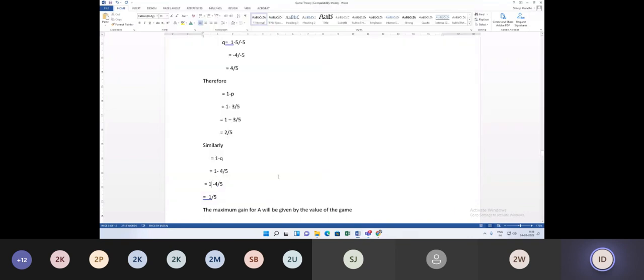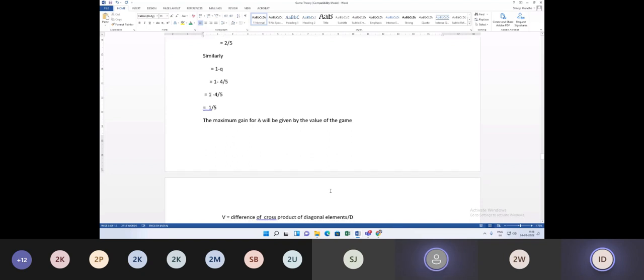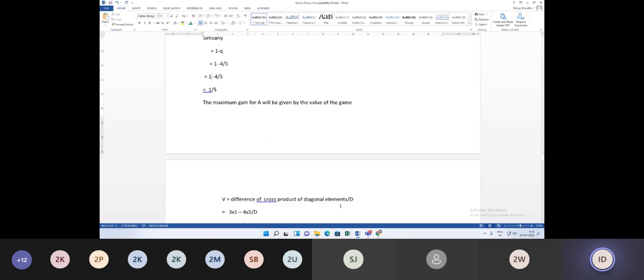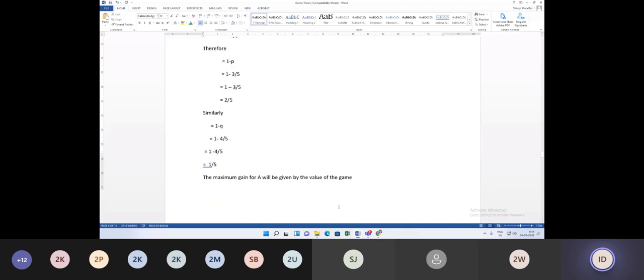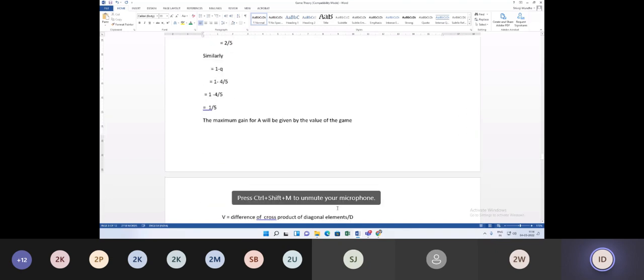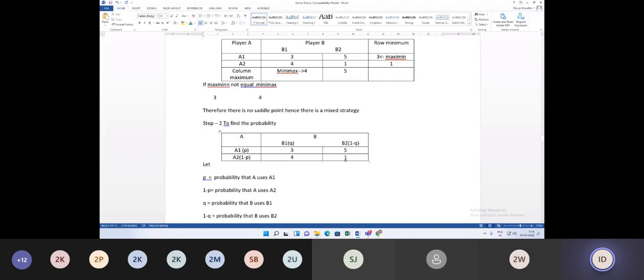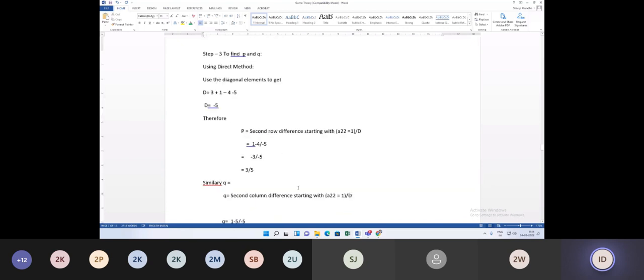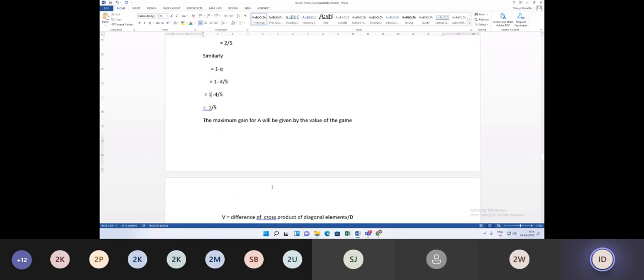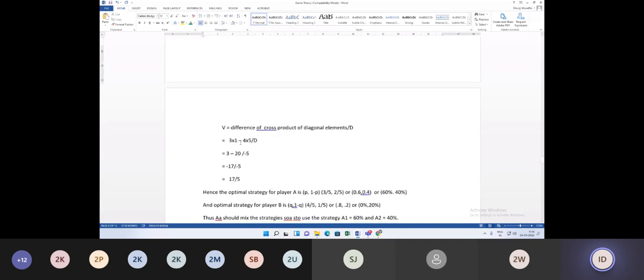Over? Yes, sir. Okay. Now the value of gain we have to work out, and the value of gain is equal to, keep in mind this formula, the difference of cross product of diagonal elements divided by D. The diagonal elements 3 multiplied by 1 minus 5 multiplied by 4, right? Say 3 multiplied by 1 minus 4 multiplied by 5 divided by D.